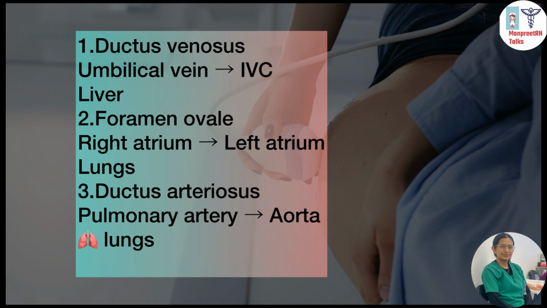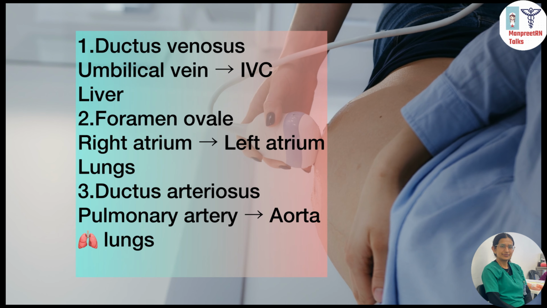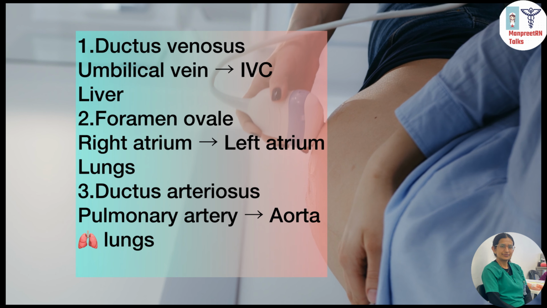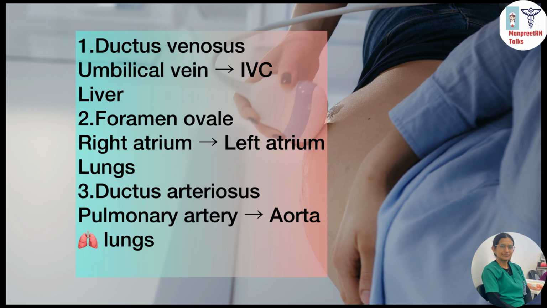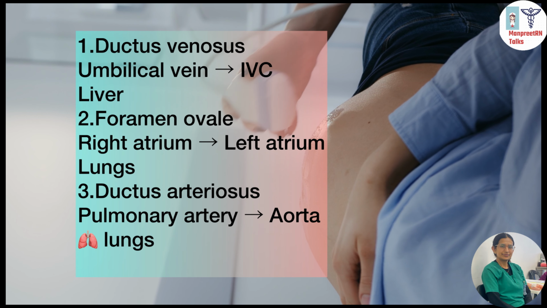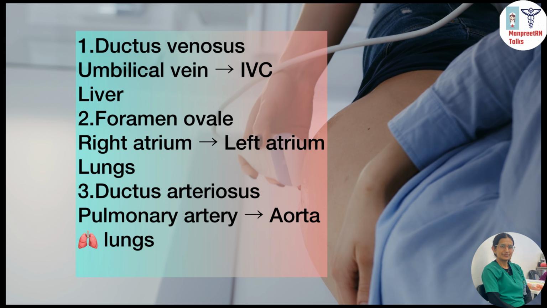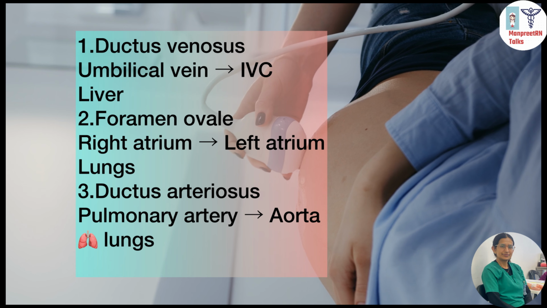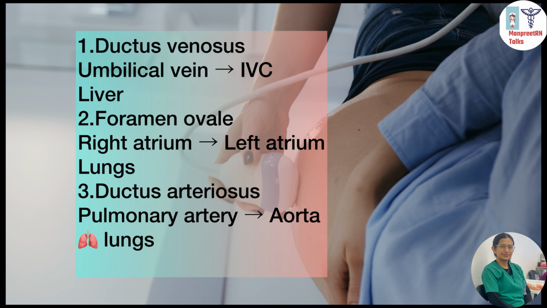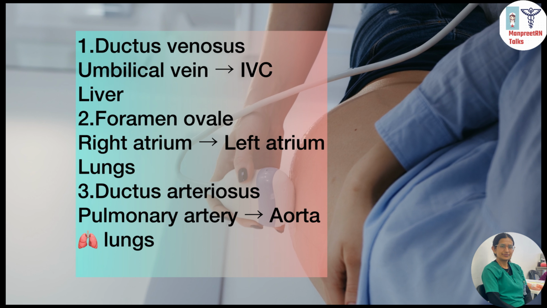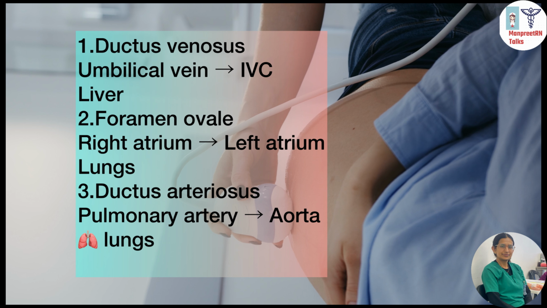Next is the foramen ovale. The foramen ovale is a structure present between the right atrium and the left atrium. So it allows the blood to shunt from the right atrium to the left atrium, and it bypasses the lungs. And the third one is the ductus arteriosus. Its function is to carry blood from the pulmonary artery to the aorta, and it bypasses the lungs. So remember DFD: ductus venosus, foramen ovale and ductus arteriosus.